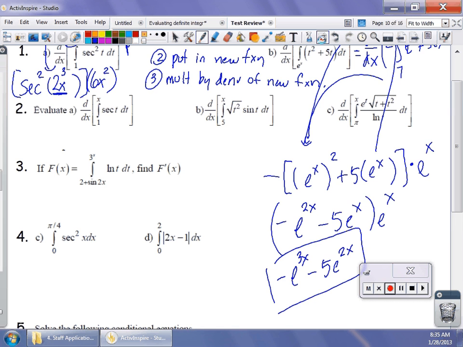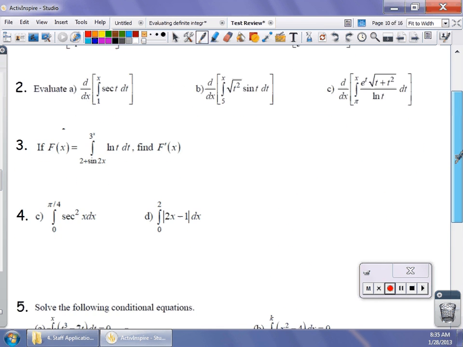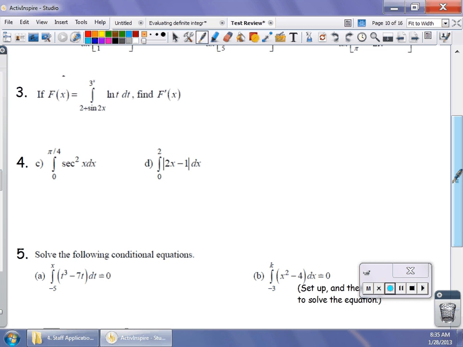Let's take a look at number 3. Because number 3, instead of having a numerical lower bound, we have a variable lower bound and a variable upper bound. We're still doing the fundamental theorem of calculus part 2. But this time we're going to take out the t. We're going to have to do it twice, once for the upper bound and once for the lower bound. So take out the t, put in the new function, multiply by the derivative of the new function. Remember, the derivative of an exponential function is the function times the ln of the base times the derivative of the power, which in this case is just 1.